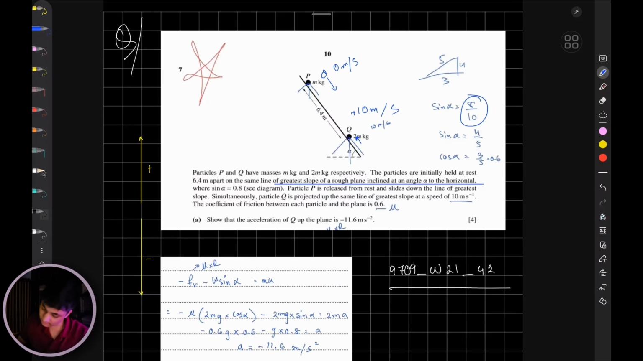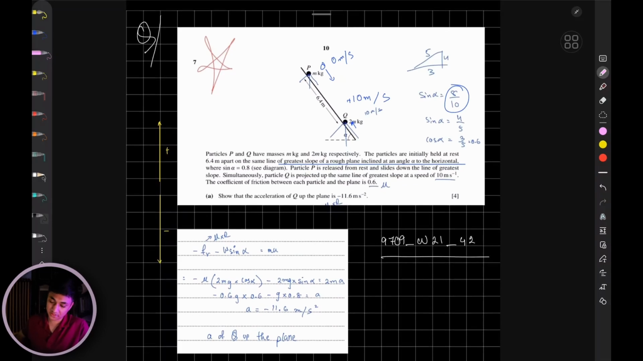Next, they're telling you the coefficient of friction between each particle and the plane is 0.6. Both the particles are made of the same material and the slope is the same, which is why for both cases the coefficient of friction turns out to be 0.6. They've given you that data.